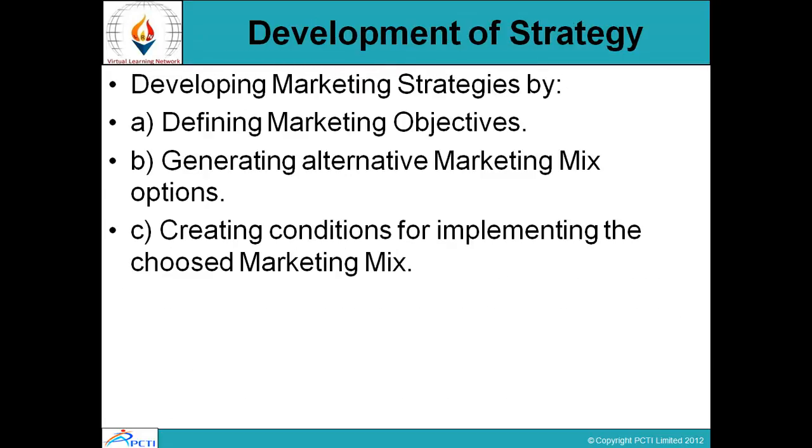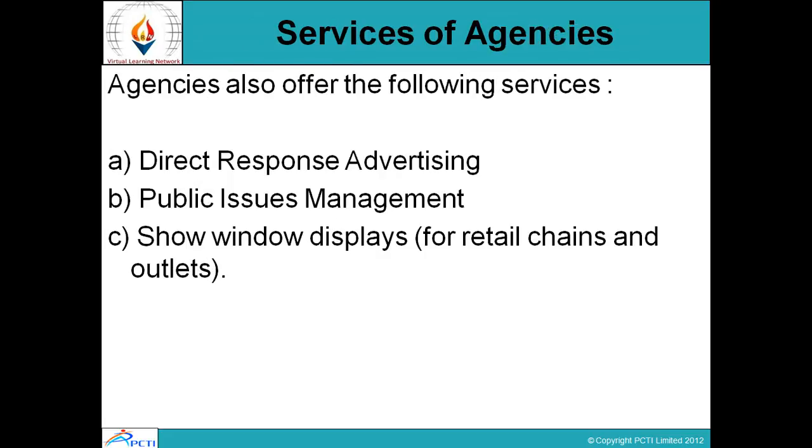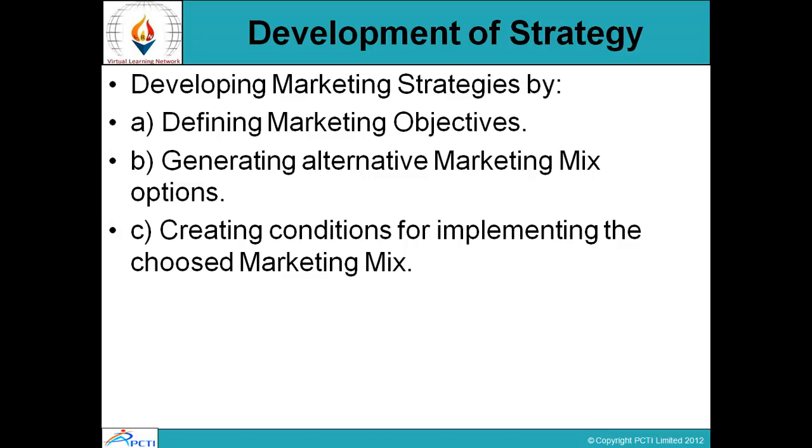Another kind of agency structure is the development of strategy. Development of strategies involves marketing first, so it involves developing the marketing strategies. While formulating the marketing strategy, there is a need to define the market objective first, then generating alternative marketing mix options, which means we have different options of doing the same things in this strategy. Third is creating conditions for implementing the chosen marketing mix, means creating the suitable environment and conditions for the implementation of a particular strategy.